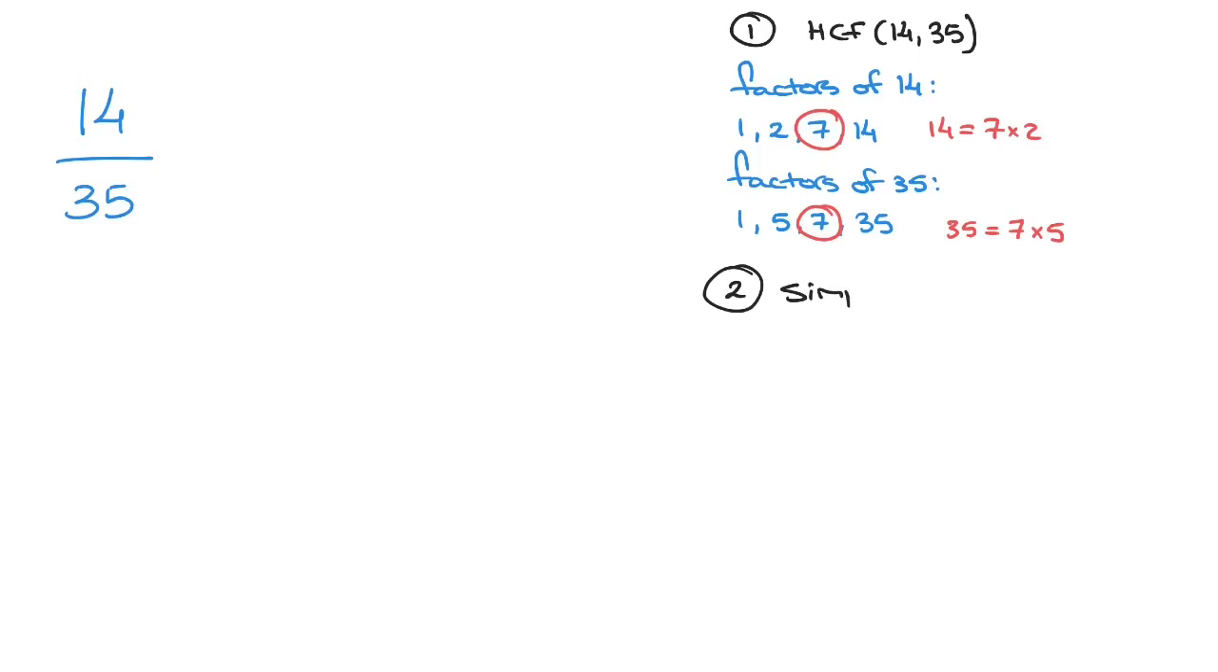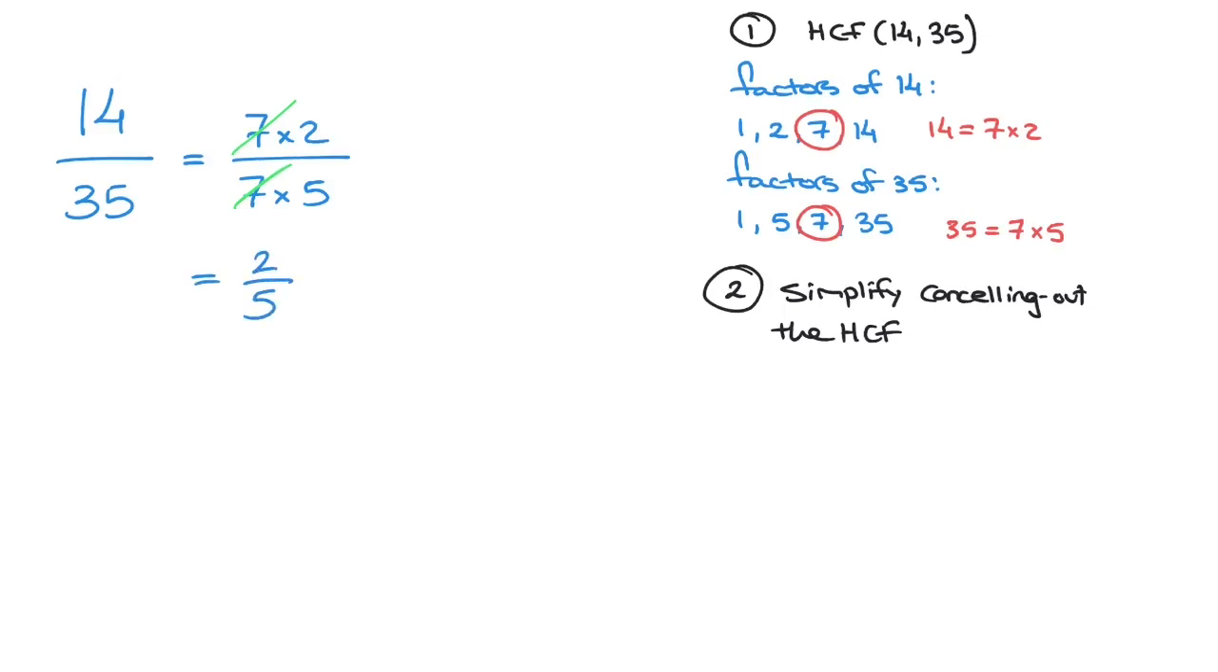And we simplify by canceling out the highest common factor. So let's go ahead and do that. Back to our fraction, we can write 14 over 35 as 7 times 2 over 7 times 5. We now cancel out the highest common factor at both the top and the bottom, and that leaves us with 2 over 5. And we're done. We've just simplified this fraction. So once more, using the highest common factor, we've managed to simplify the fraction 14 over 35 to the fraction which is its equivalent fraction in its simplest form, which is 2 over 5.